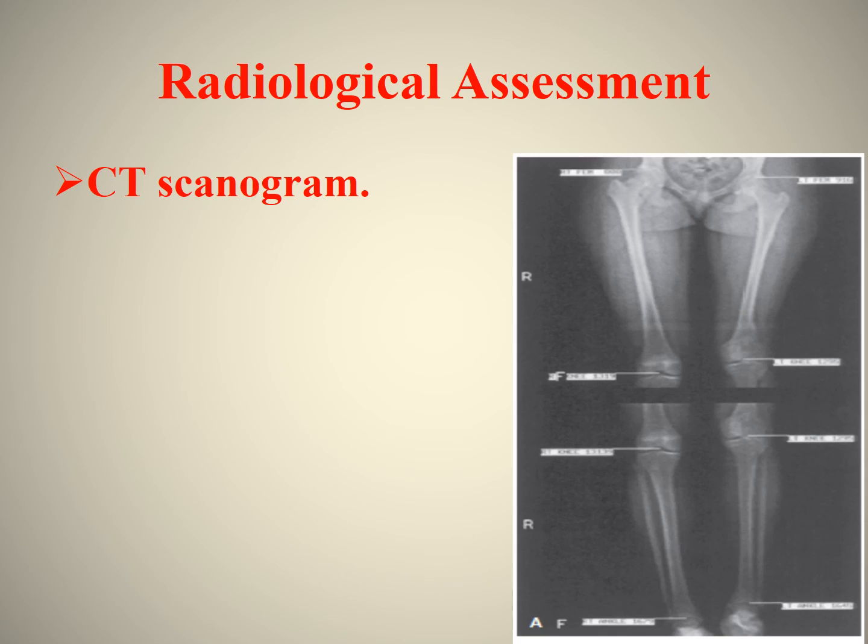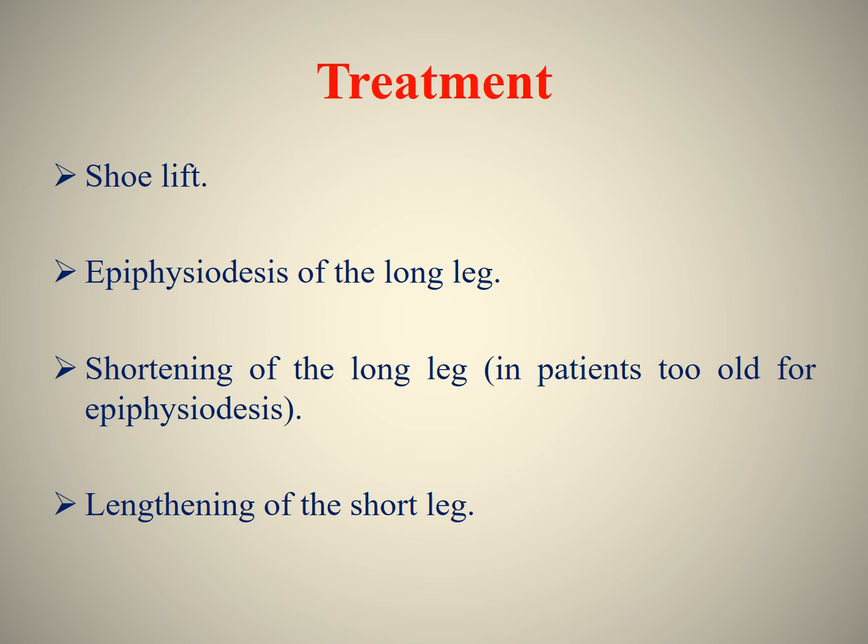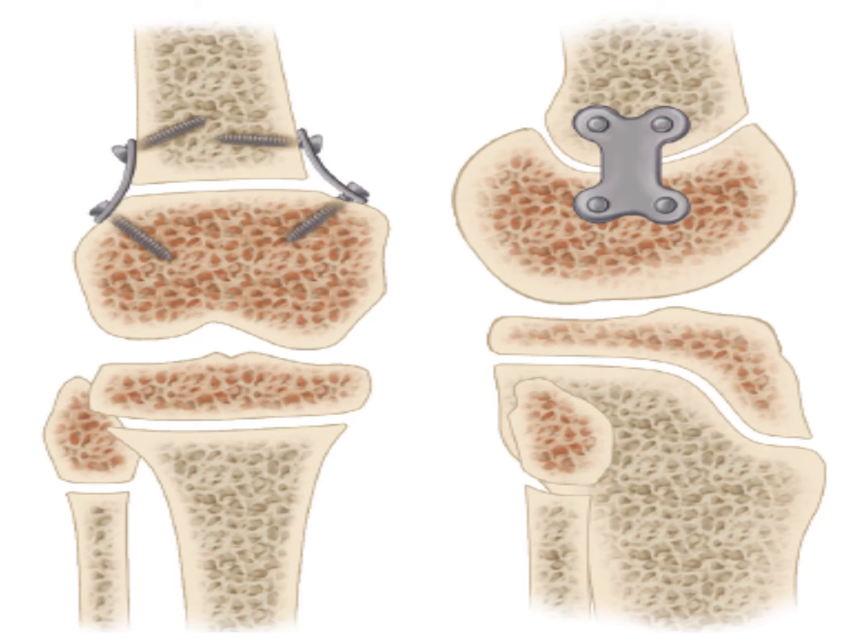We do standing X-rays. Then we can do what's called scanogram, showing all the lower limb from the pelvis to the ankles. The treatment may be very simple, like shoe lift of the shorter side, epiphysiodesis of the long leg to allow the shorter to reach its length, shortening of the longer leg in patient too old for epiphysiodesis, about the epiphysis about to close, the physes are about to close around 16 to 18 or 19 years, lengthening of the short legs. Here is epiphysiodesis.